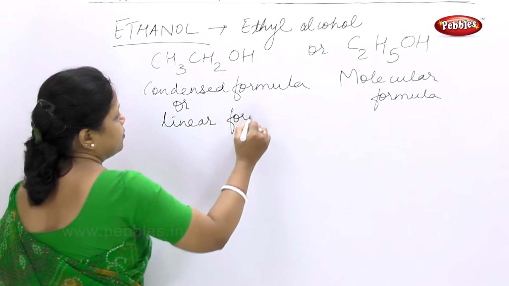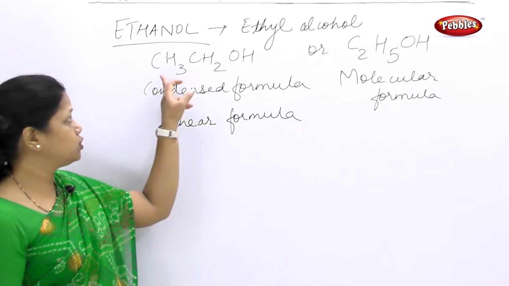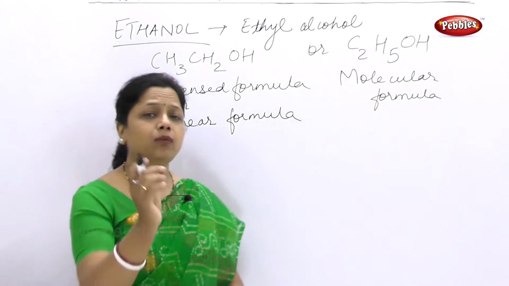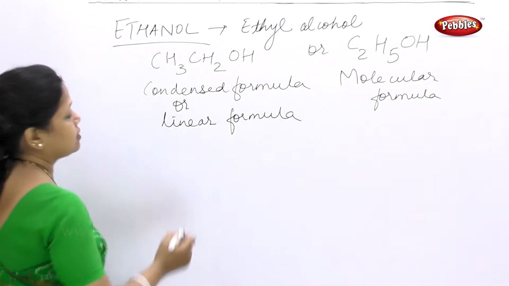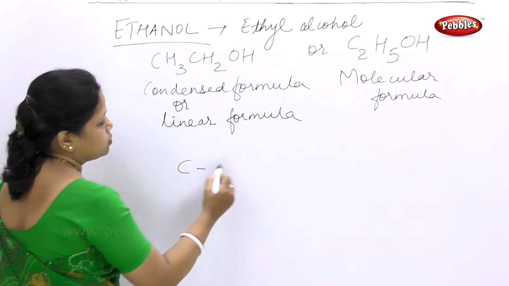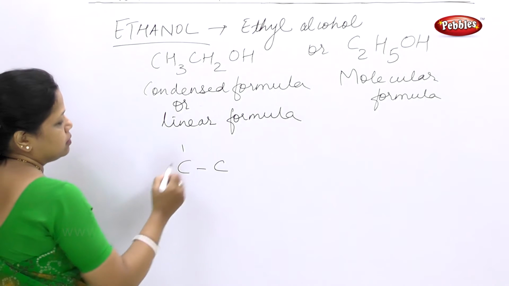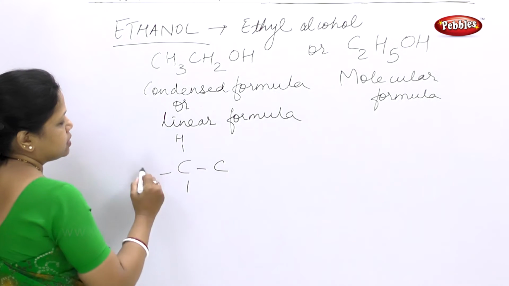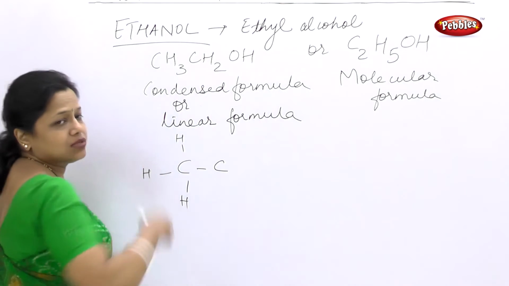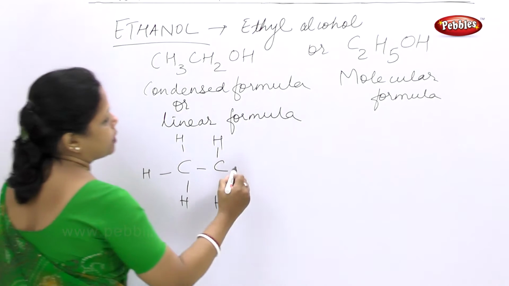So if in the exam you are asked to draw the condensed formula or the linear formula, you have to show the arrangement of hydrogen with carbon and the OH group. Now how to make the structure of this ethyl alcohol? How many C's are there? There are 2 C's, so draw 2 C's. Now we arrange 3 hydrogens with the first C: 1, 2, 3. Then see how many hydrogens are attached to the second one. Here 1 and here 2. Now the OH group can be shown like this.